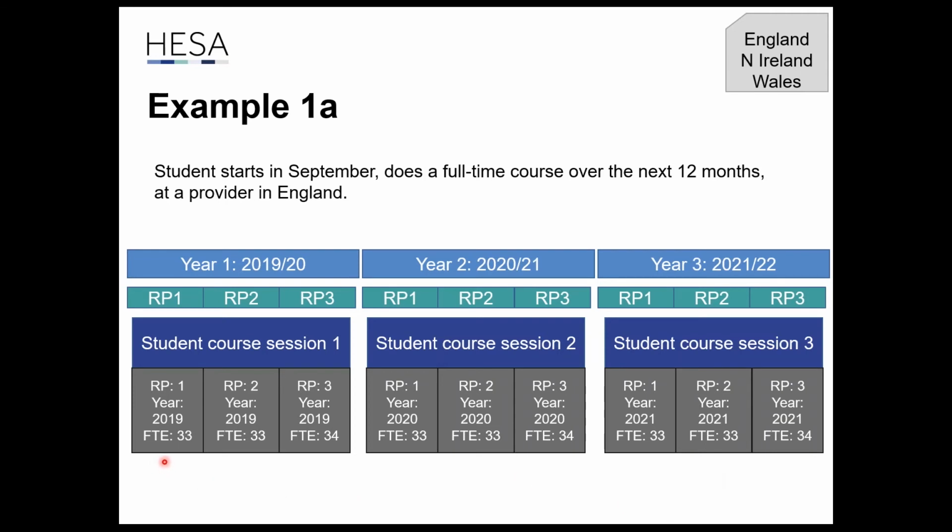So you can see in the first year, they're going to return 33 for the first reference period, 33 again for the second reference period, and then 34 to make up to 100. And this student's a fairly standard full-time student, so it's the same in the second and third year. That's what you're doing. You're returning each of these entity blocks against the reference period, breaking up the student core session accordingly.